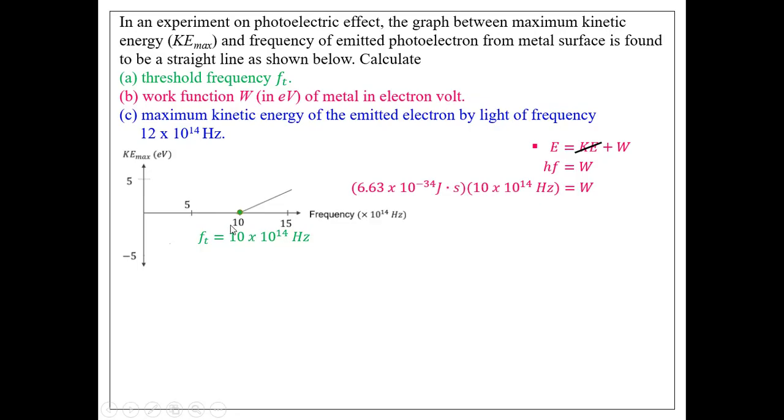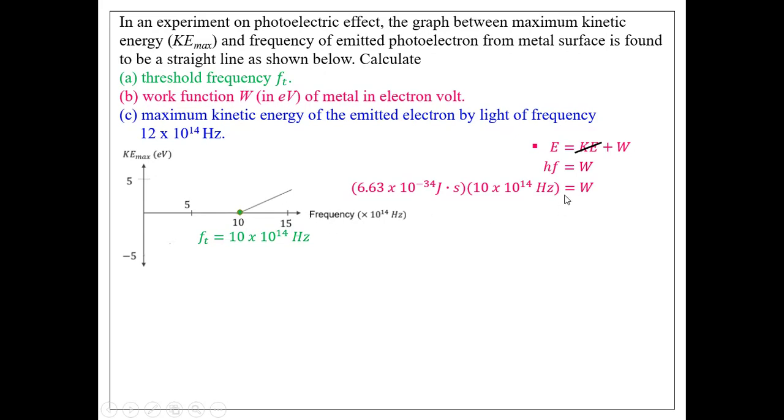Because the graph tells us that the threshold frequency here is at least 10 times 10 to the 14th. So I can just simply say, well, I know Planck's constant, which is 6.63 times 10 to the negative 34 joules per second. Well, what frequency do I plug in? Well, I would just plug in the threshold frequency because it is the minimum that you need. Again, any frequency that exceeds 10 times 10 to the 14th, to the right of this green dot, will work.